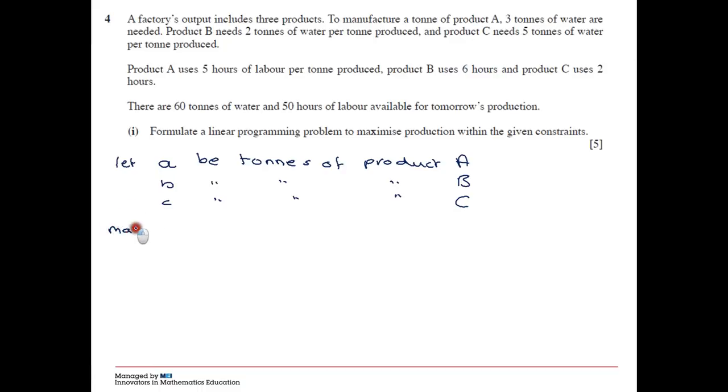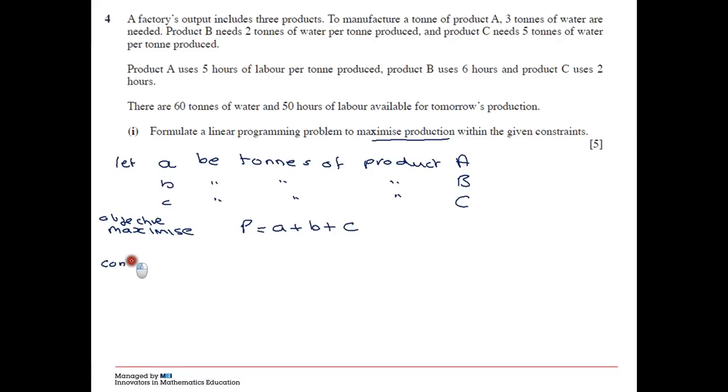Our objective function, what are we trying to do here? Well, we are trying to maximize production. So P in this case would be equal to production, and the production is the amount produced, so it's going to be just maximize the number of tons produced in total.